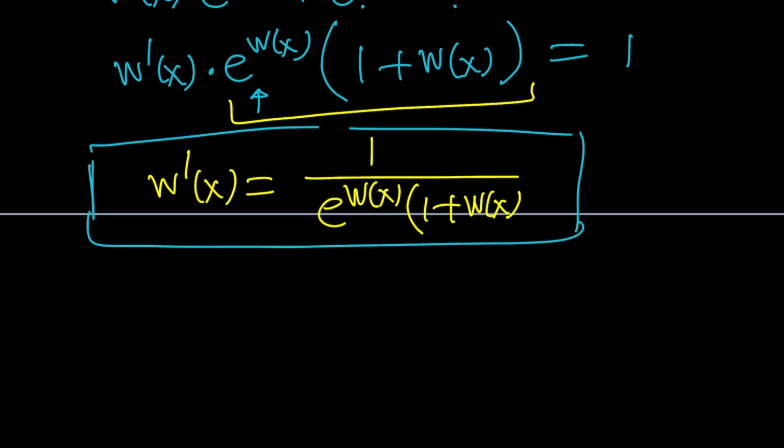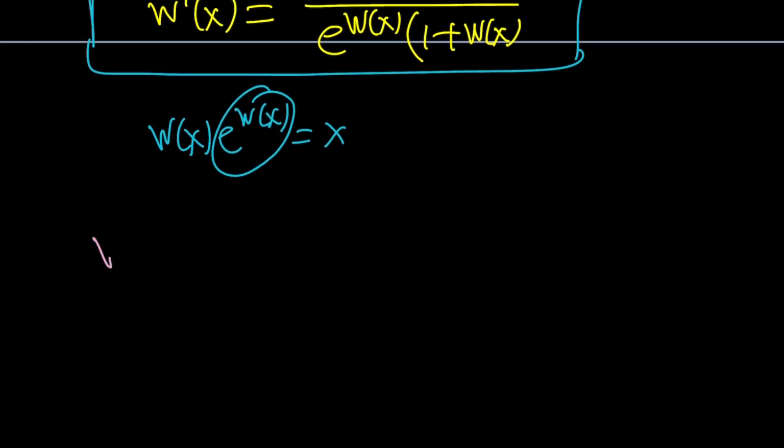So we got another formula, and there's definitely more than one way to express it because we have the identity w of x times e to the w of x equals x. So at any point you can replace this with x over w of x and vice versa, so we can get different identities. But we're not done yet because we still have to check our work, right?